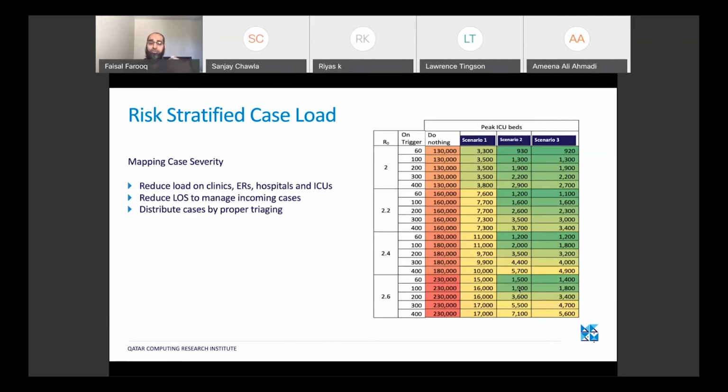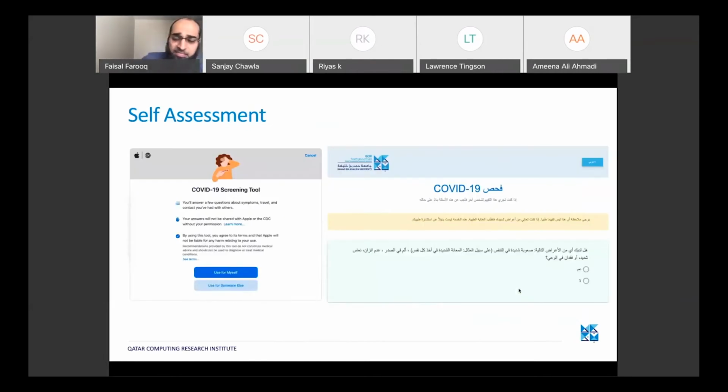Some of the tools being used, the AI or data science tools, are self-assessment tools. There are many of these tools that were created during this time. In fact, this is one created by the United States Centers for Disease Control with Apple, and it's an app that everyone can download to get a self-assessment, so as to reduce people going to physicians. In fact, we at QCRI also created a self-assessment tool for the region in 11 languages, and these tools have been used millions of times. Even our own QCRI tool has been used by over 1 million people.